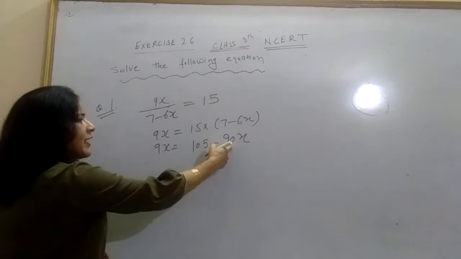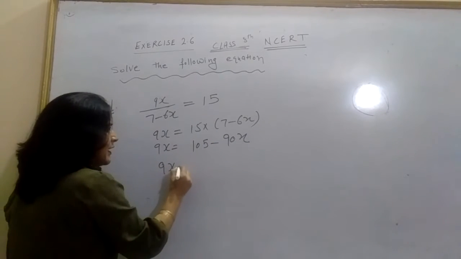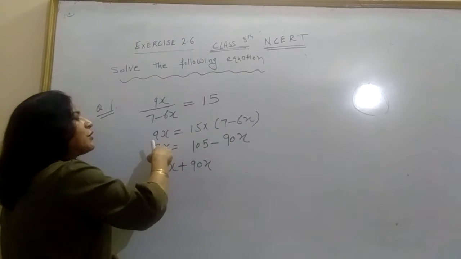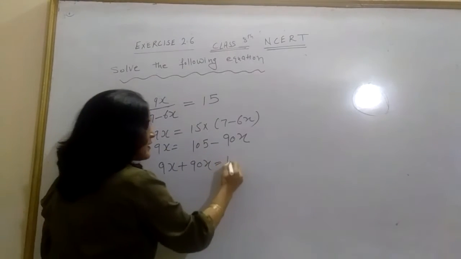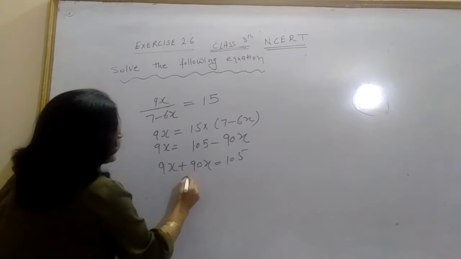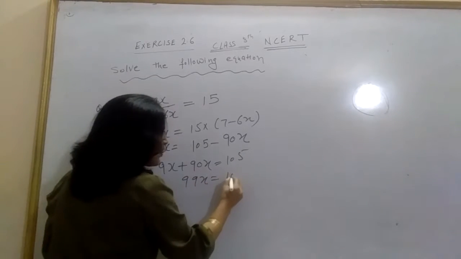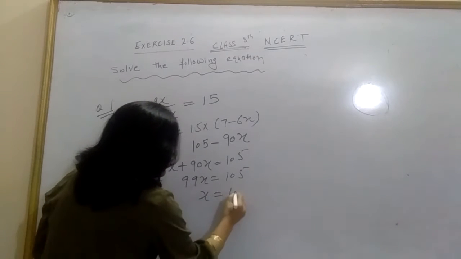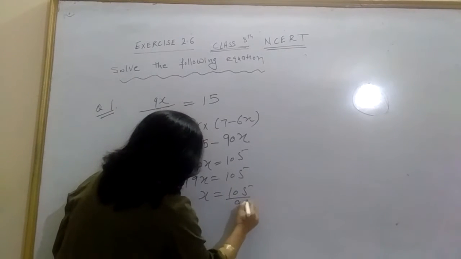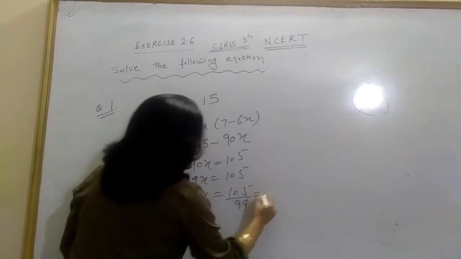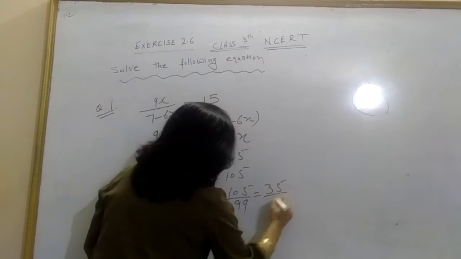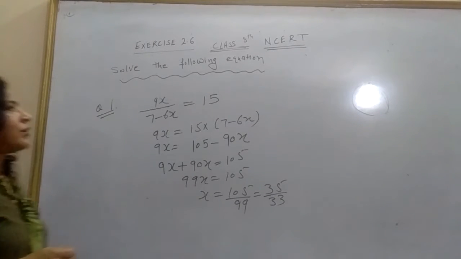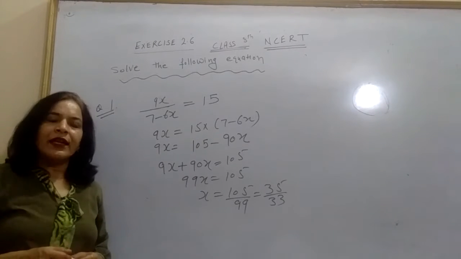Again transfer the term with x to the other side. So 9x plus 90x. It will become plus 90x when transferred to the left hand side, and this is 105. So it is 99x is equal to 105. x will be 105 upon 99. 3 3s are 9, so it's 35 upon 33. Clear?